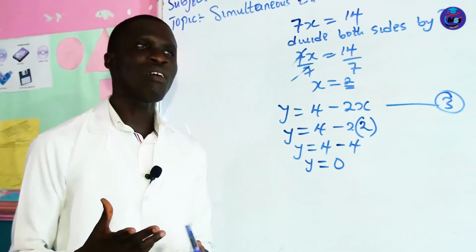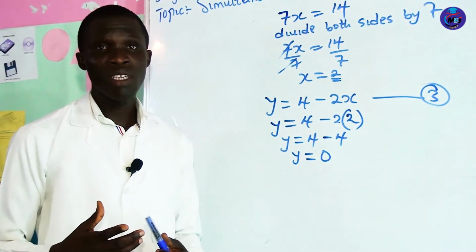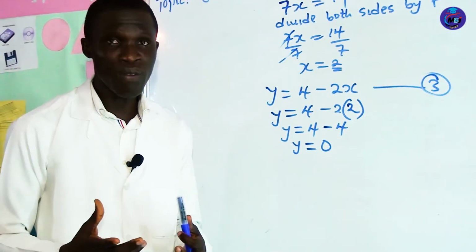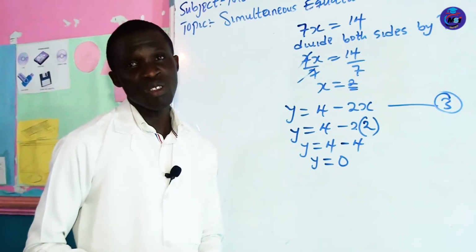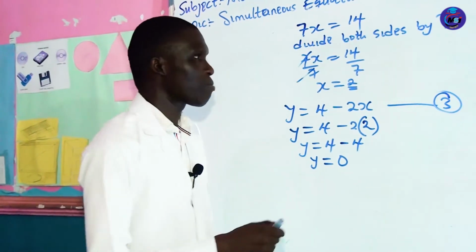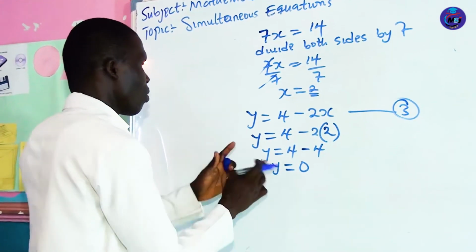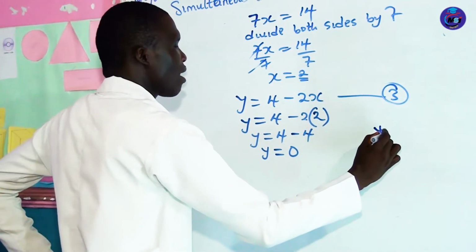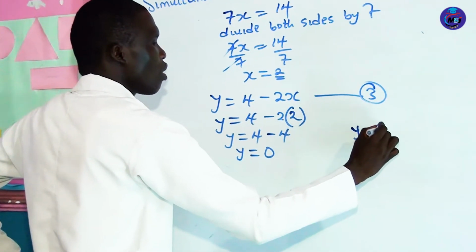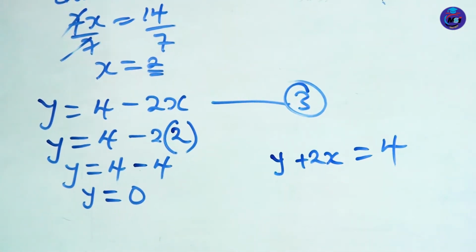Now, let me tell you something about simultaneous equations. It's a kind of topic that you can be so confident of yourself, as in you can check your result, whether it's correct or not. Let's check. How can we check that? We have in the equation, y plus 2x equals 4. You remember the equation given to us.